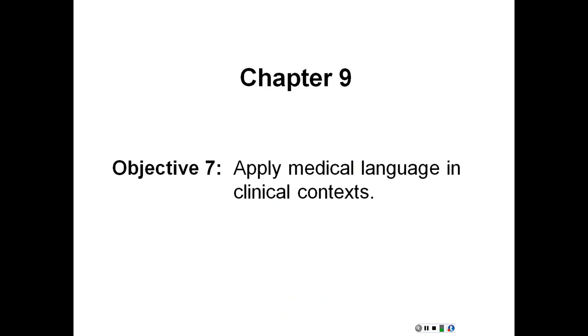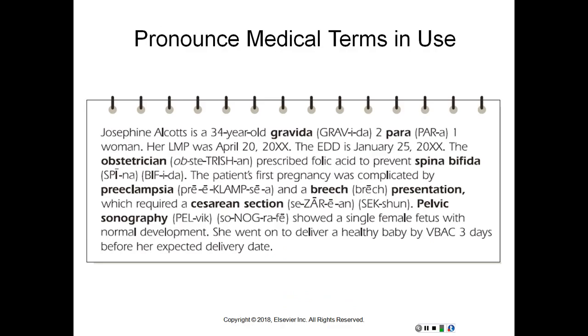And then lastly, Objective 7, we're going to apply medical language in clinical context. So here's the same scenario in your textbook, and then we'll answer 4 questions regarding it. So Josephine Alcox is a 34-year-old gravida 2 para 1 woman. Her LMP was April 20th. The EDD is January 25th.